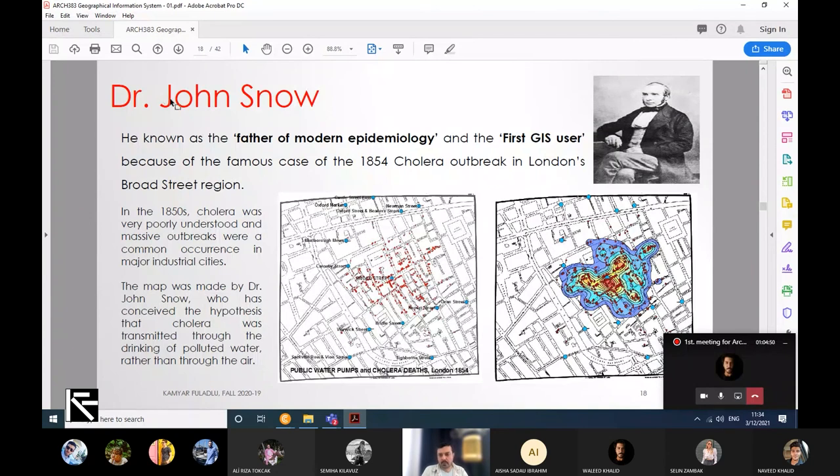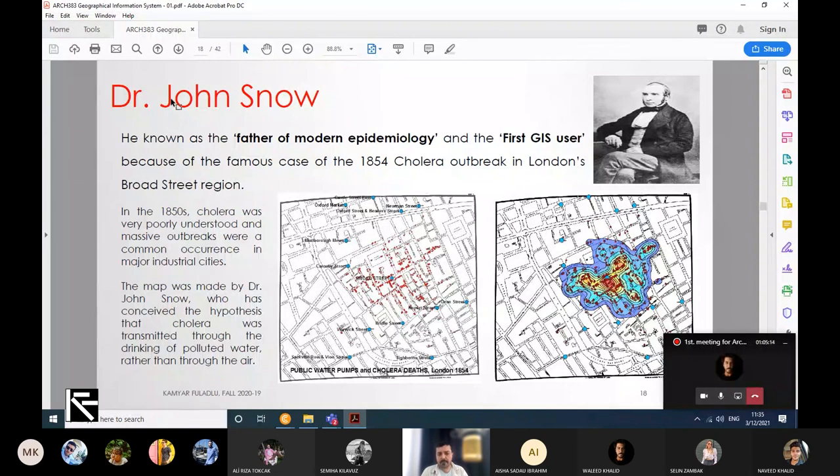Dr. John Snow, in my opinion, and I always say this, instead of Roger Thomson, maybe he was the first GIS user. Actually, in 1850, in that era, there was no GIS, and of course there was not even a computer.